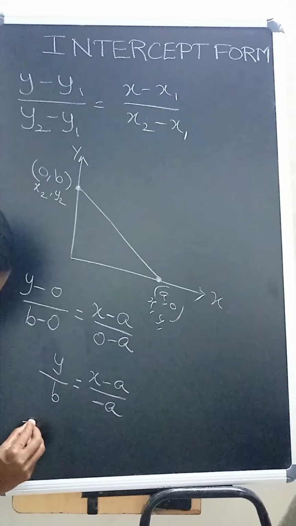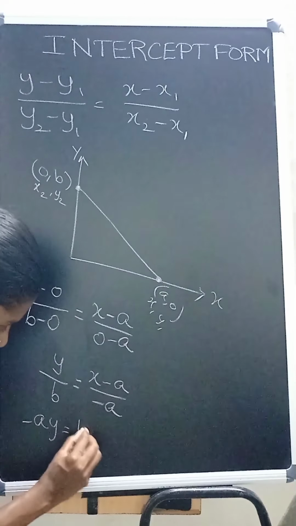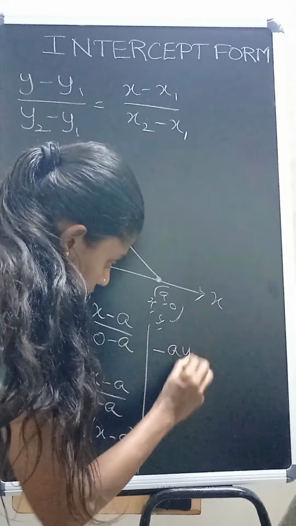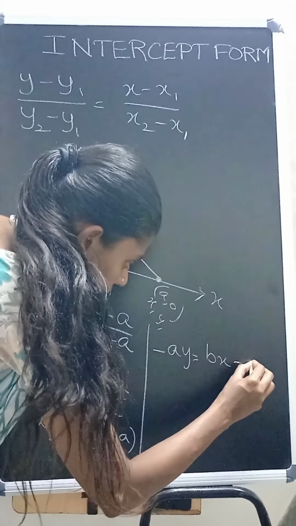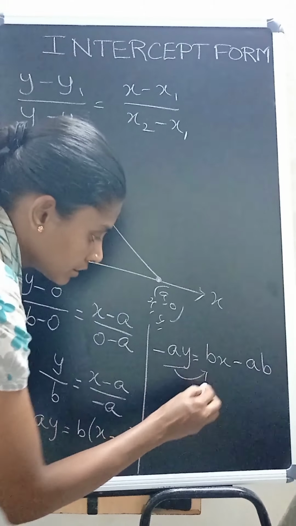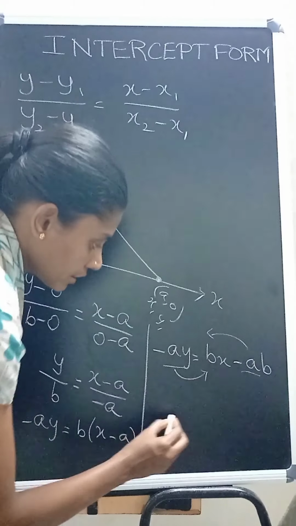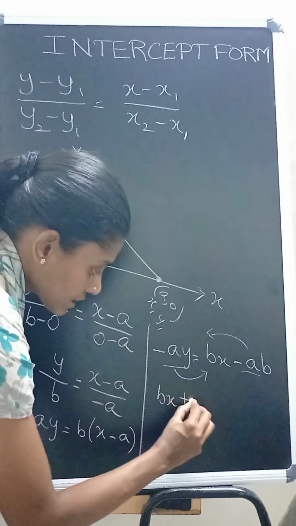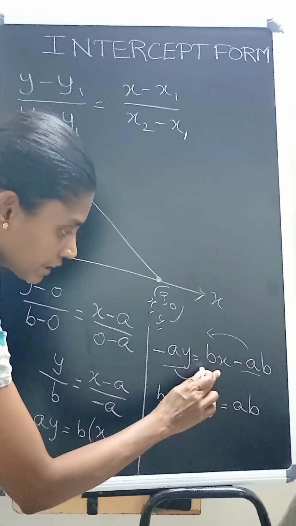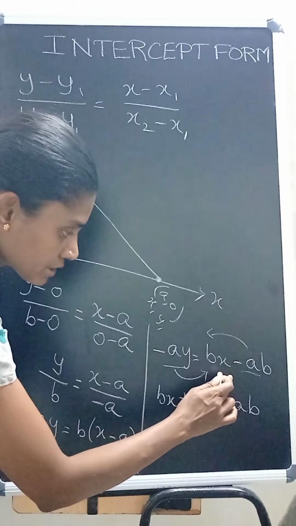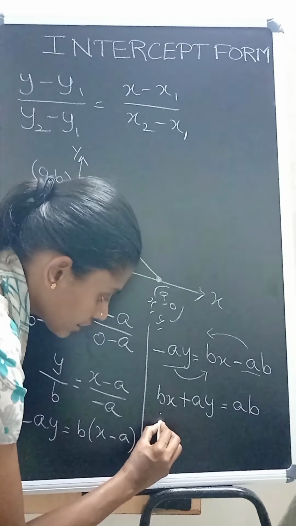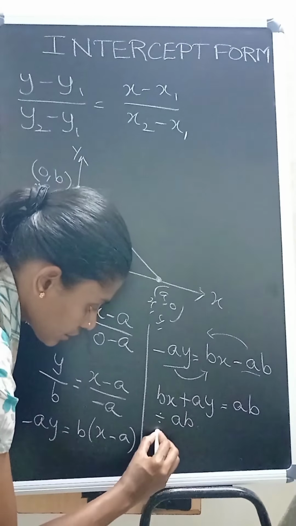Now cross multiply. Minus ay is equal to b into (x minus a). So minus ay is equal to bx minus ab. Now bring this to the right side and this to the left side. You will get bx plus ay is equal to ab. Now bx is staying wherever it is, ay is going this side and ab is coming this side.